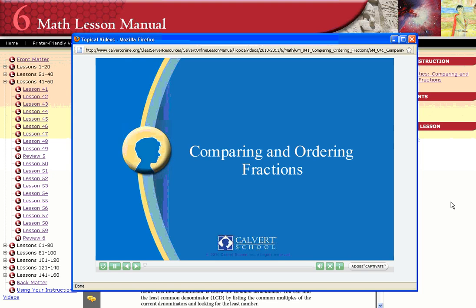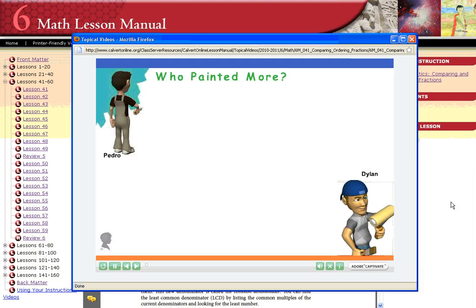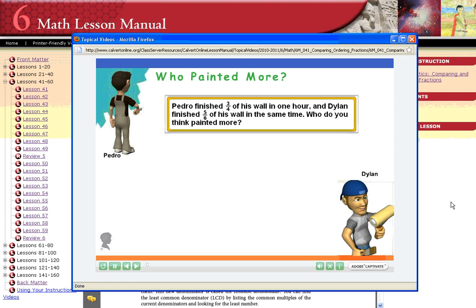Comparing and ordering fractions. Dylan and Pedro are painters. Pedro finished 3/4 of his wall in 1 hour, and Dylan finished 5/6 of his wall in the same time. Pedro told Dylan that he could paint the same sized wall using a paintbrush faster than Dylan could using a paint roller. Who do you think painted more?